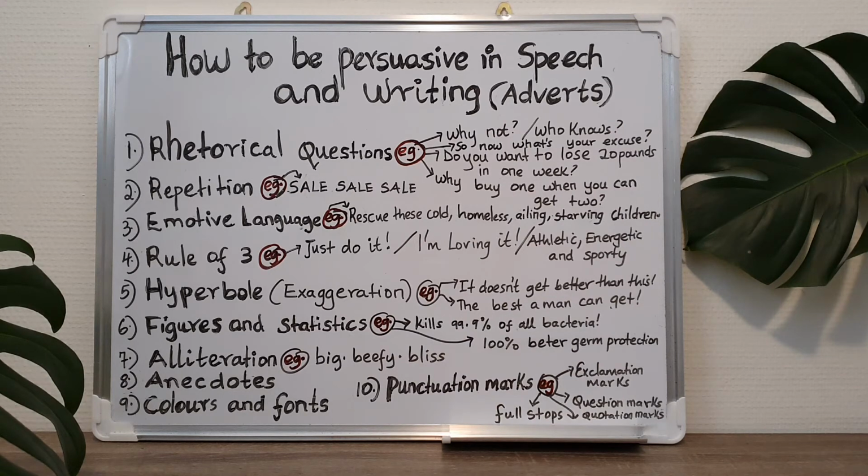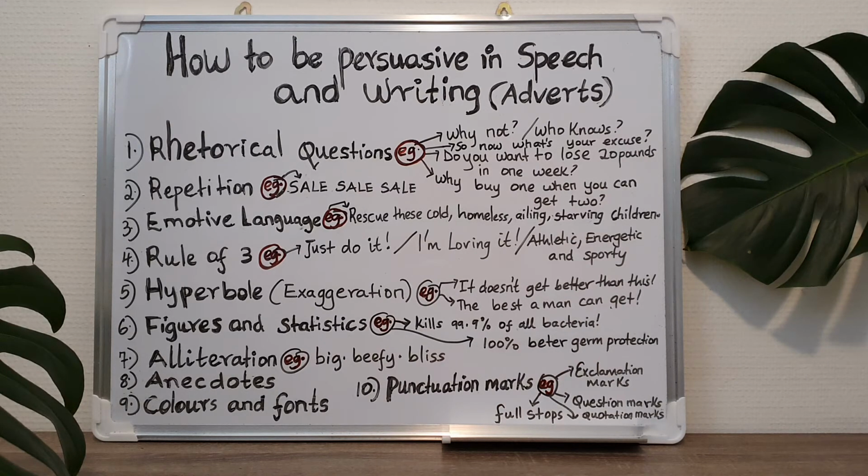"The best a man can get." I'm sure you know where that hyperbole is from. I'm sure you know which advert. And if you don't, I suggest you Google. "The best a man can get." Something to do with shaving hair. "The best a man can get." Okay? So, remember to use hyperboles when you're putting together your persuasive speeches or when you're trying to put together an advert.